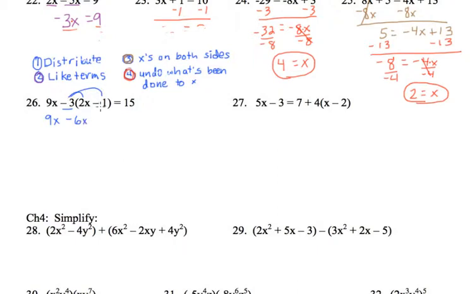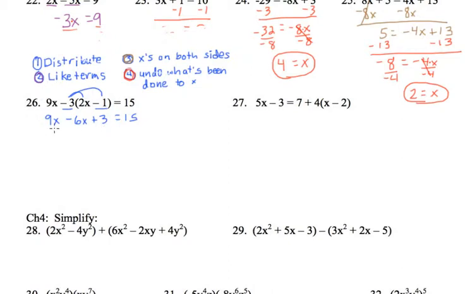-3 times -1. Remember to use the signs in front of the things. Negative times a negative is positive, so that's a +3 equals 15. And then I'll add up my like terms on either side of the equal sign.